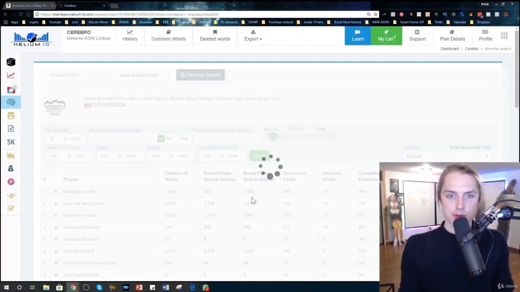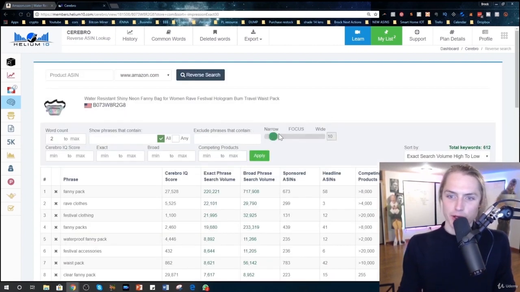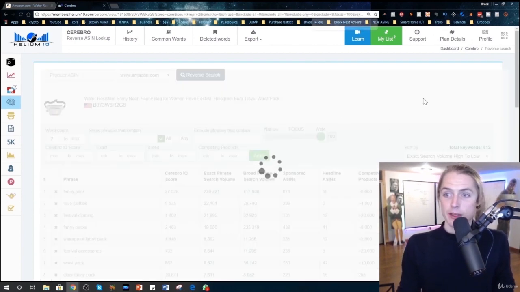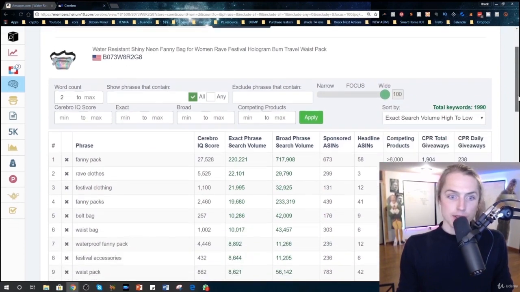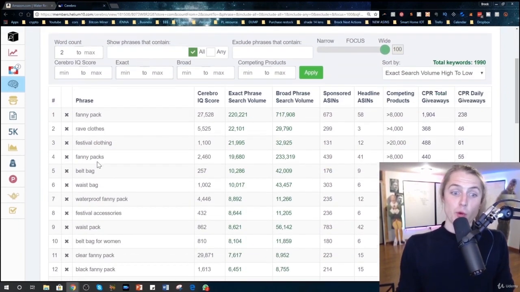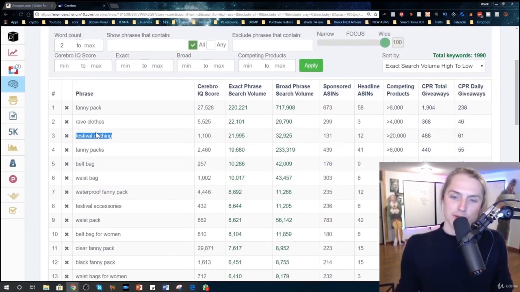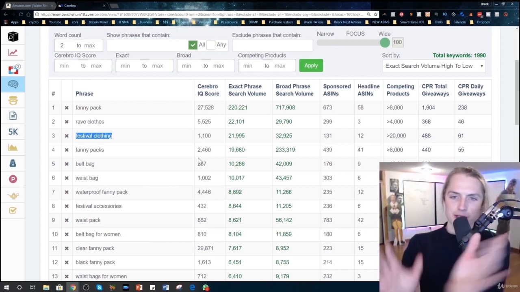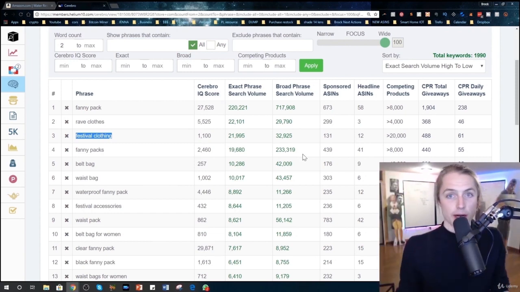Let's see. So I'm going to sort this by the exact amount of phrase volume and get this going wide. And then now let's just see where's the total. So there's fanny pack, there's rave clothes, festival clothing. What else is here? I'm also paying attention to the Cerebro IQ score there, because that's how many products there are compared to how many products are being offered or sponsored on that keyword.